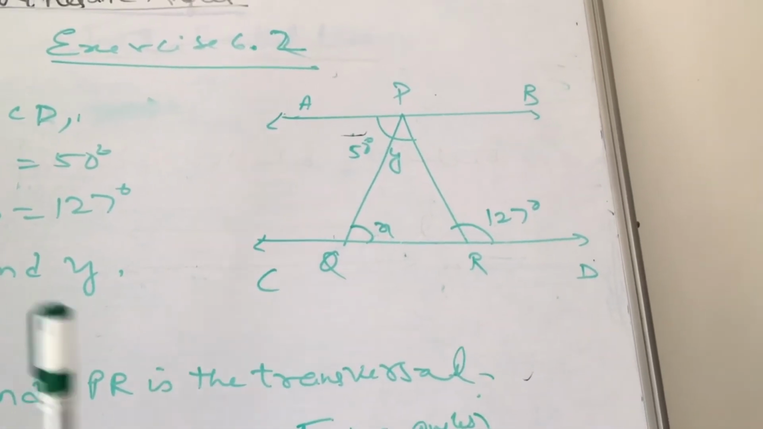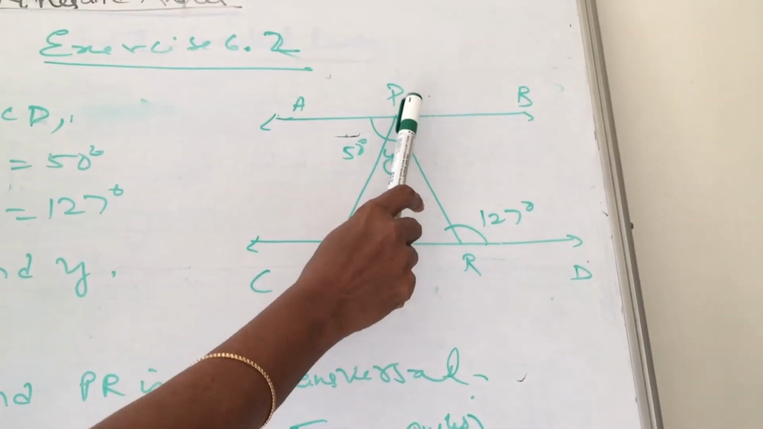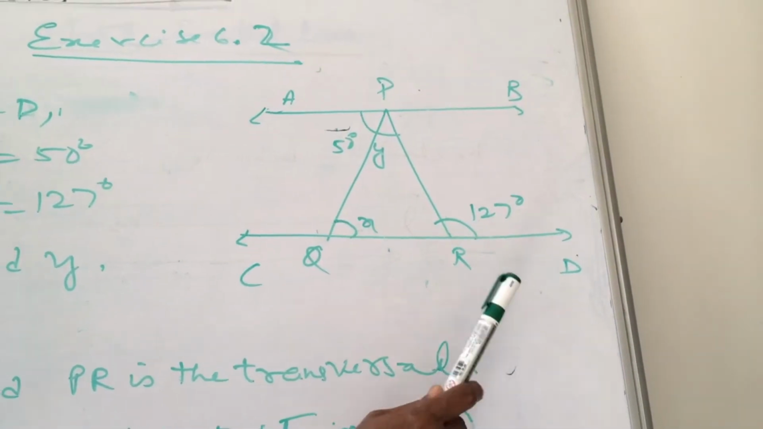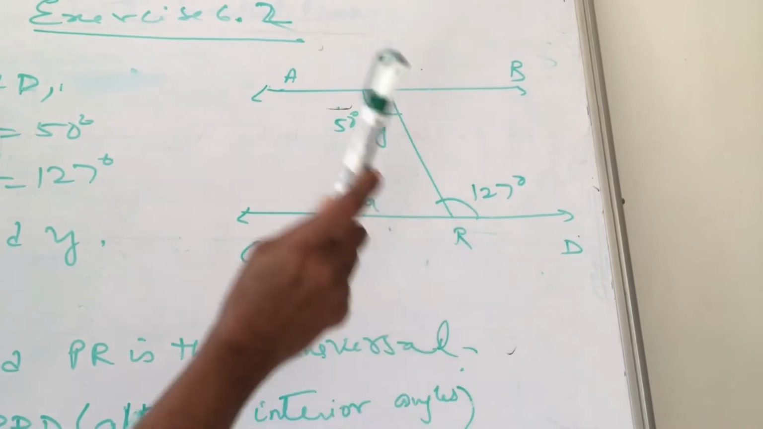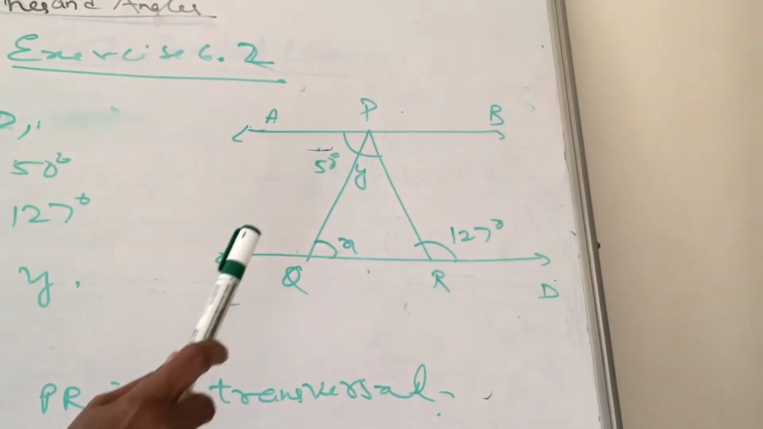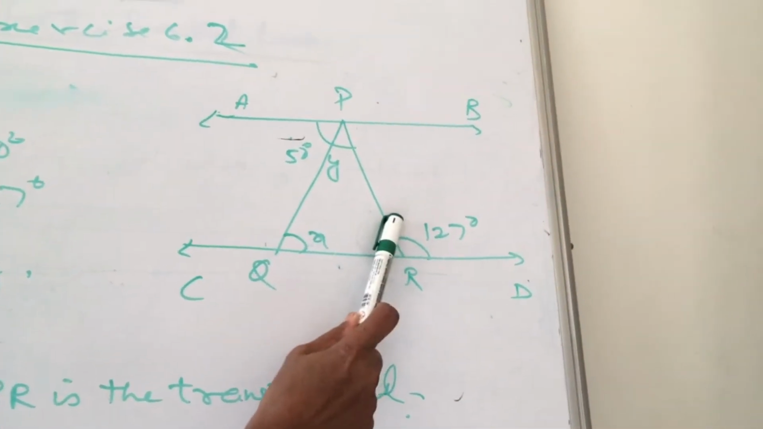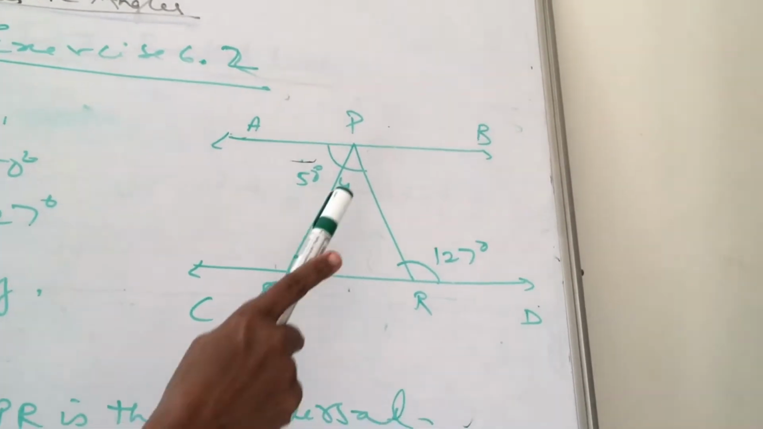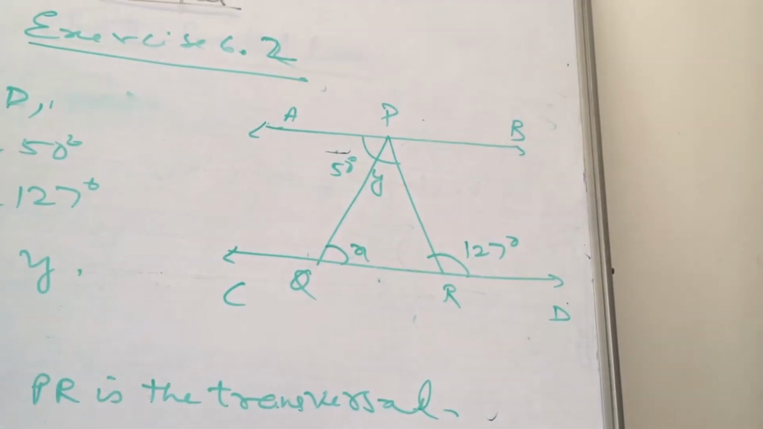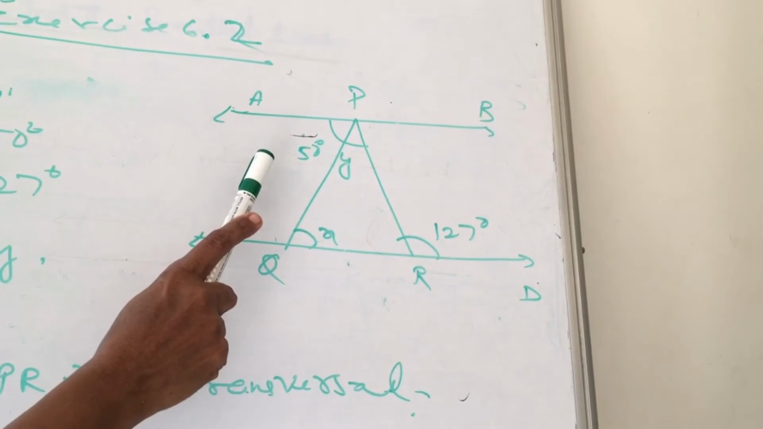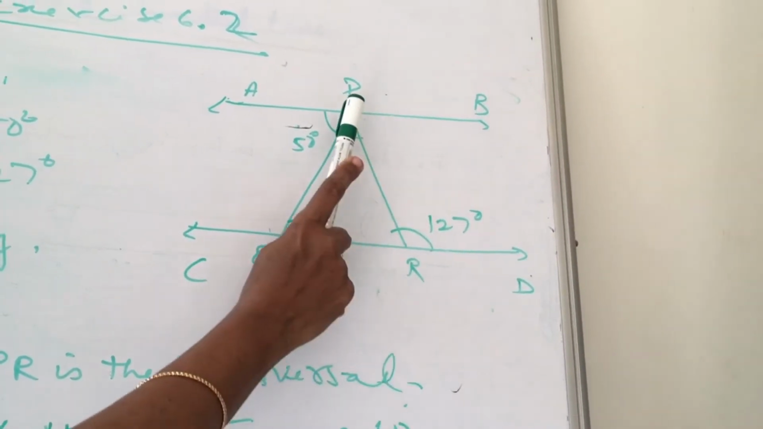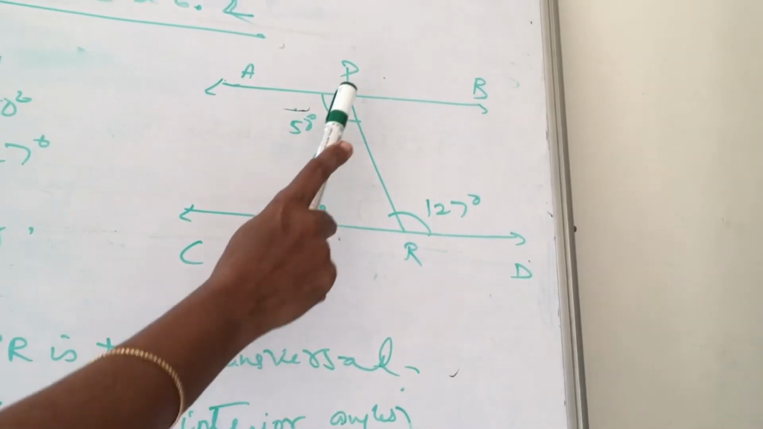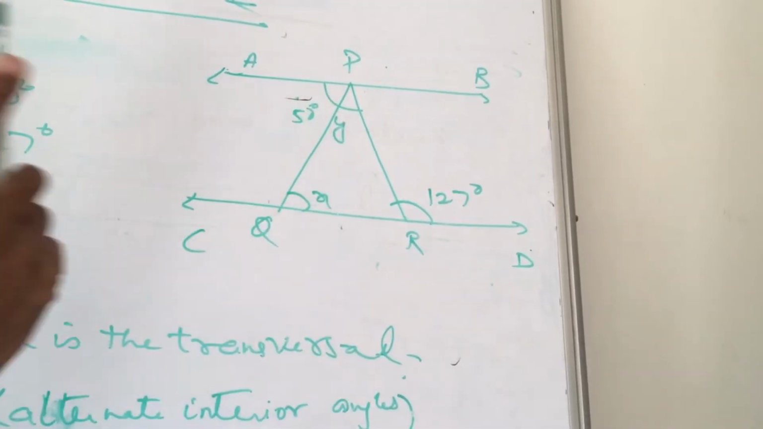transversal in the figure, children. If AB is parallel to CD, PQ can be one transversal, PR can be the second transversal. What are PQ and PR? PQ is one transversal and PR is the second transversal. Now coming to the first one, AB parallel to CD and PQ is the transversal.